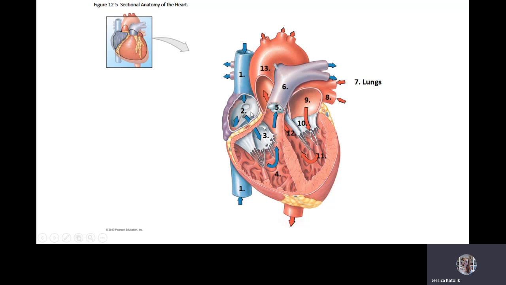Remember, right and left is the patient's right and left and not your own. So be sure to know that this side of the heart is the right side of the heart and this side is the left side of the heart.